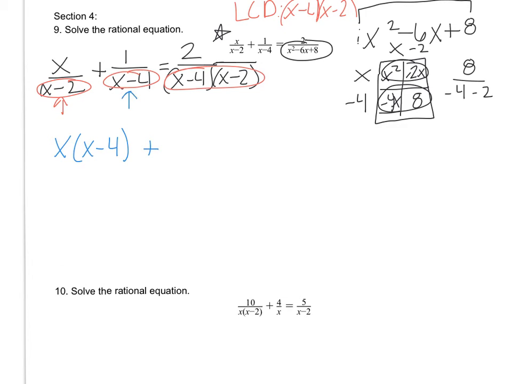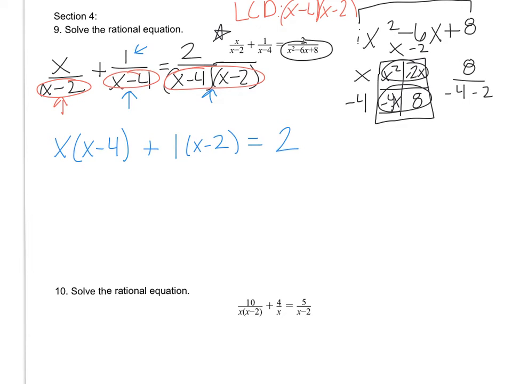For this fraction, this x minus 4 is missing the x minus 2 from the LCD. So I'm going to take the 1 up here and multiply the 1 by the missing piece of the LCD, the x minus 2. And then lastly, this is not missing anything right here. It's got the full LCD, so I don't need to multiply that 2 by anything. It just stays a 2.